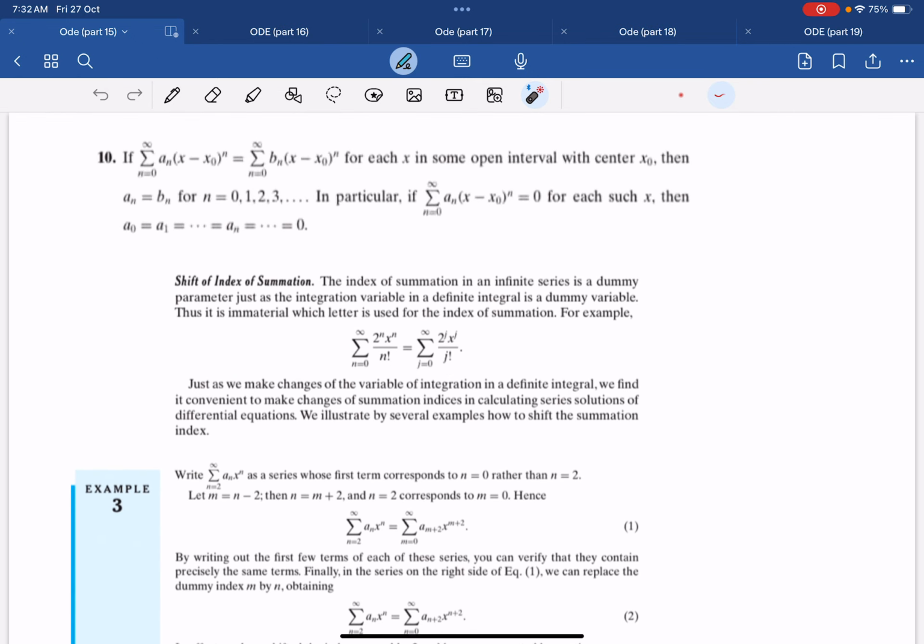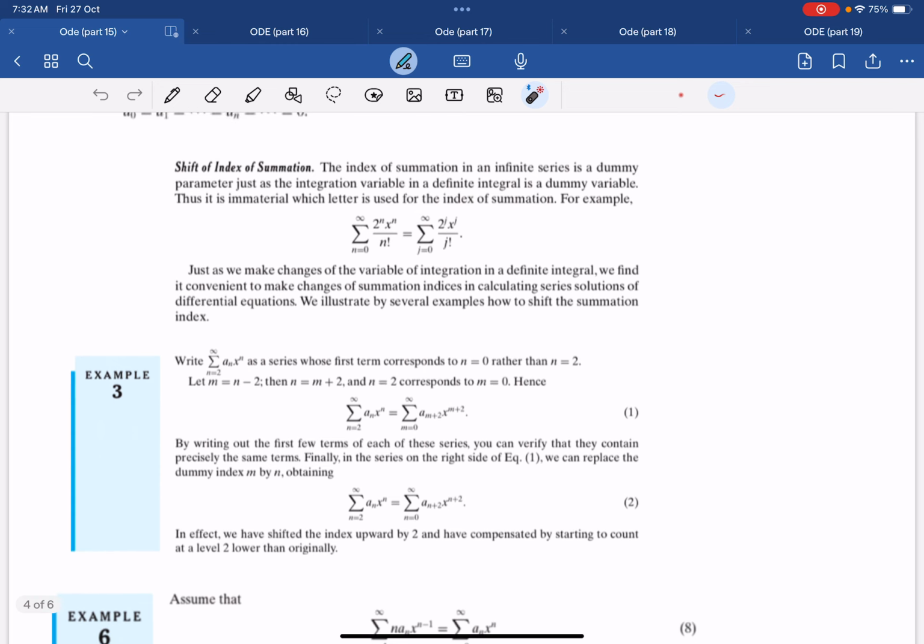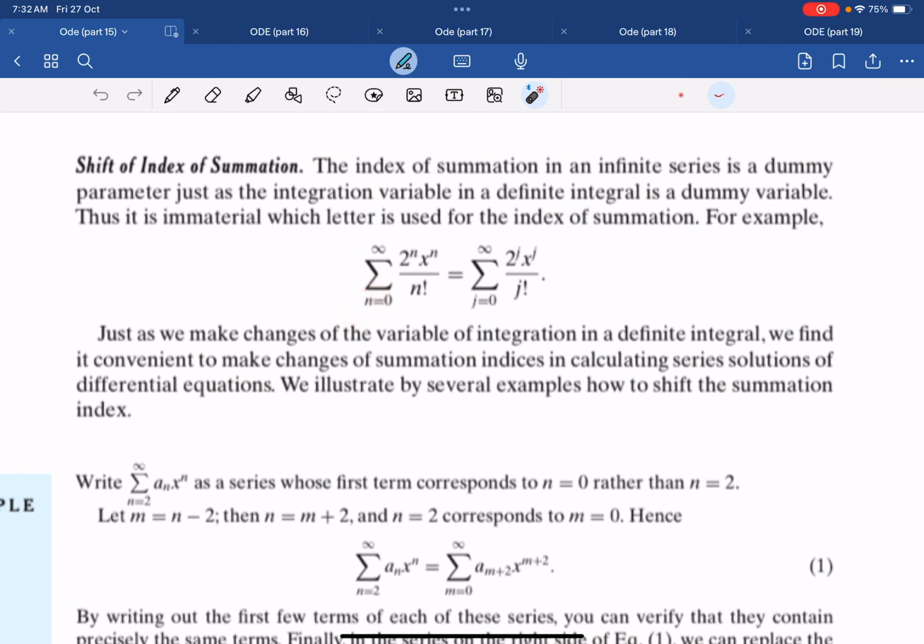Next, if we take two power series and equate them together, then each coefficient must be equal. In particular, what we like about this property is that we can take the sum equals 0 and say that each coefficient must be 0. What's also important is that the index of summation is a dummy variable, so you can use n, or you can use j. These two are actually interchangeable and equal.